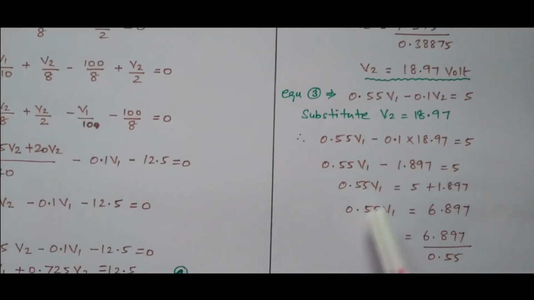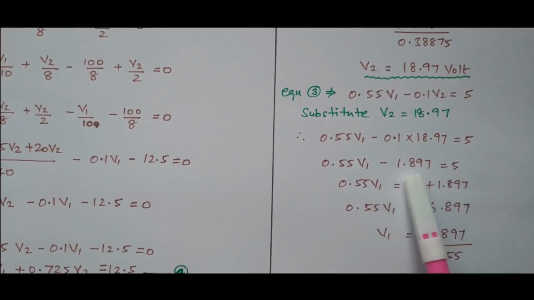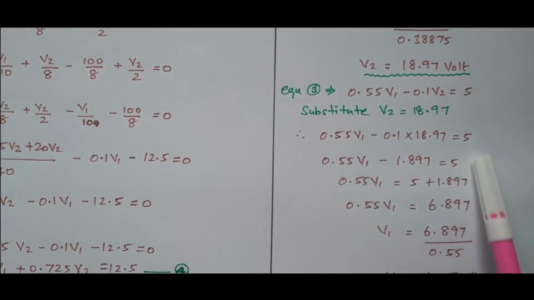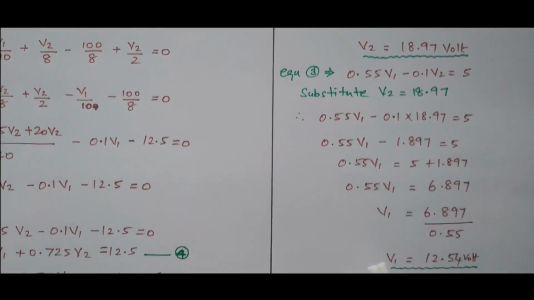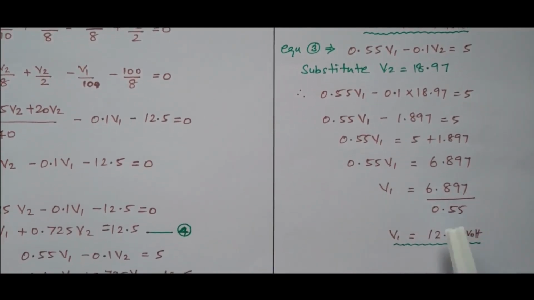Now we can multiply these two. These two are multiplied, so it is 1.897. Now bring this term to the right hand side. So it becomes plus 5 plus 1.897. By adding these two, 6.897. So V1 equal to 6.897 divided by 0.5. This term is brought in the denominator. Simplifying this value, what we got? 12.54 volts. The voltage at node 1 is 12.54.